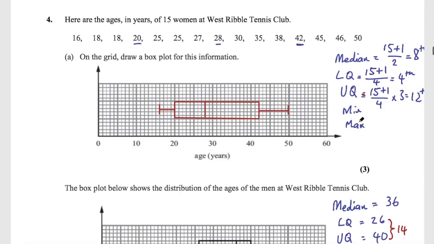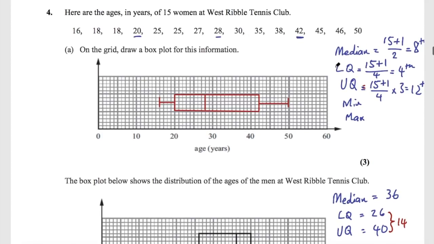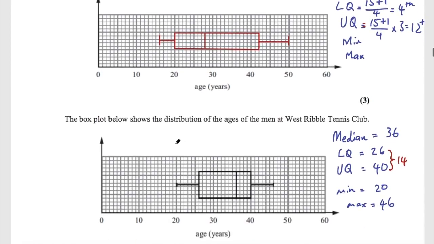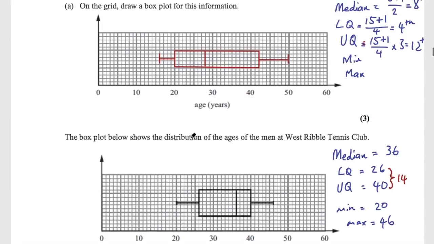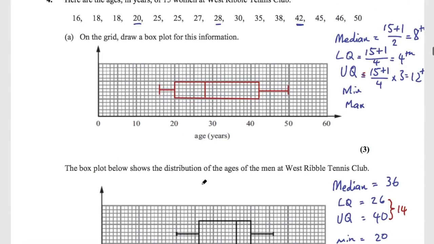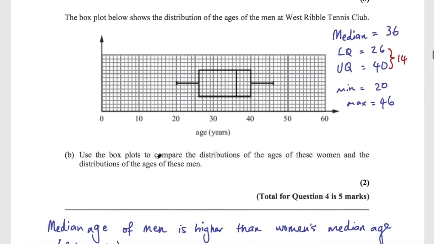You could also talk about the difference between the minimum and the maximum. So the range of ages of the women is larger than for the men. So for the men it was from 20 to 46, for the women it was 16 to 50. So the range of the women is larger.